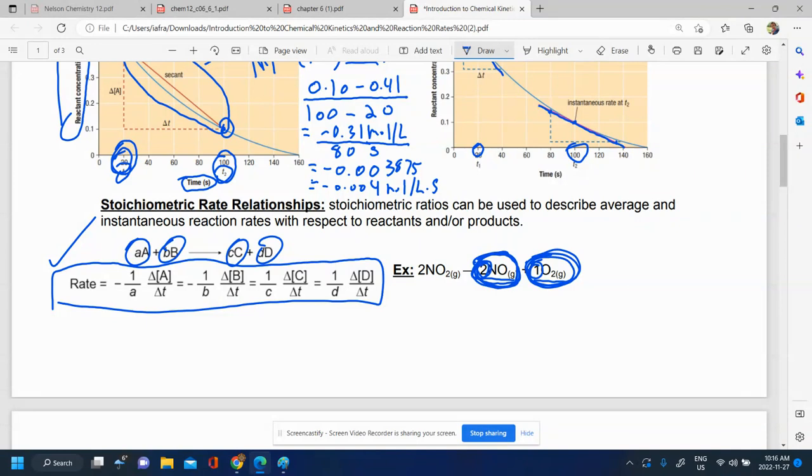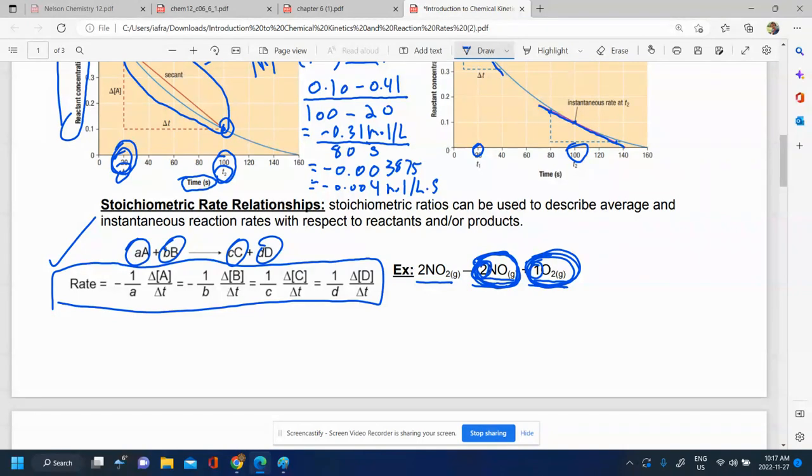And then with that, we could estimate the rate with respect to a specific substance. So I could say, what is the rate of the reaction with respect to NO2? What is the rate of the reaction with respect to the production of NO, or with respect to the production of O2? And this works for either instantaneous or average. It doesn't really matter. You just have to look at what the question's asking, but the process is always the same.